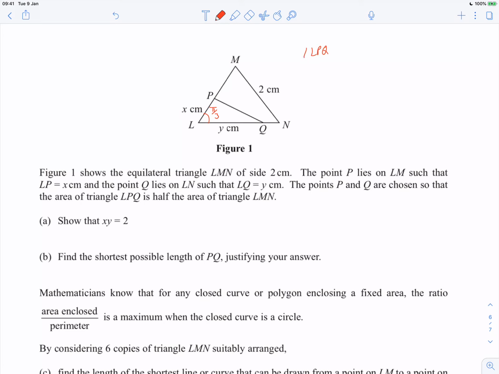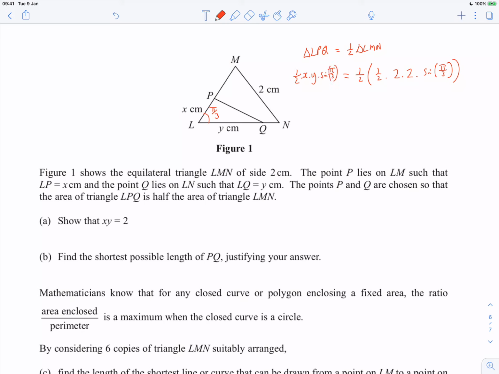Okay, so what we're saying is that triangle LPQ is half the triangle LMN. So half of the triangle LMN, well, that's a half of one side, which was 2, times another side, which was 2, times sine of pi over 3. And LPQ is going to be a half of one side, which is x, times another side, which is y, times sine of pi over 3 as well.